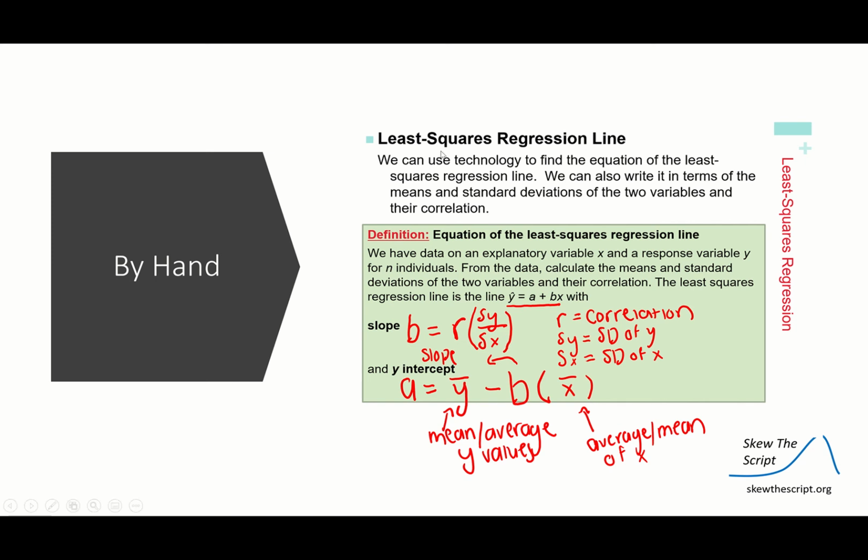Okay, so make sure you write that down. Again, you will only be put in a situation to calculate it by hand if you have all this information, meaning if you have the correlation, the standard deviation of y, the standard deviation of x, the average value of y, and the average value of x.